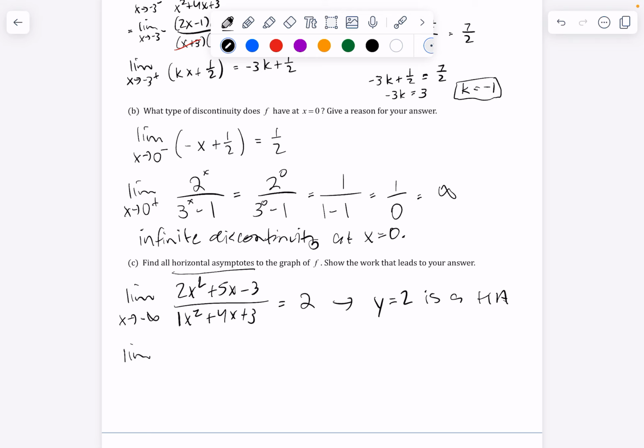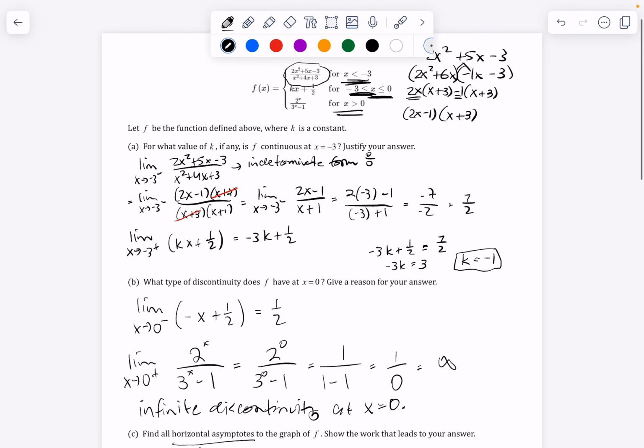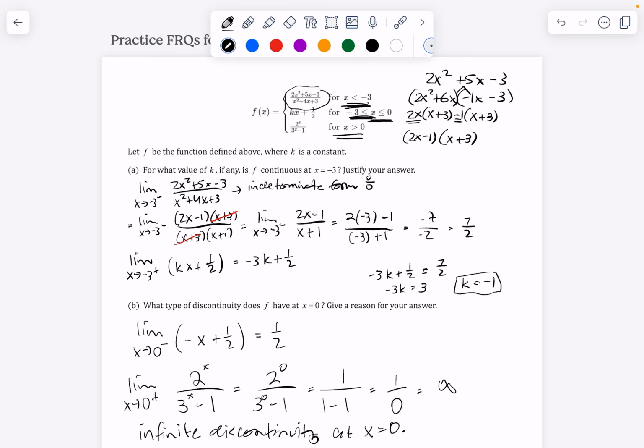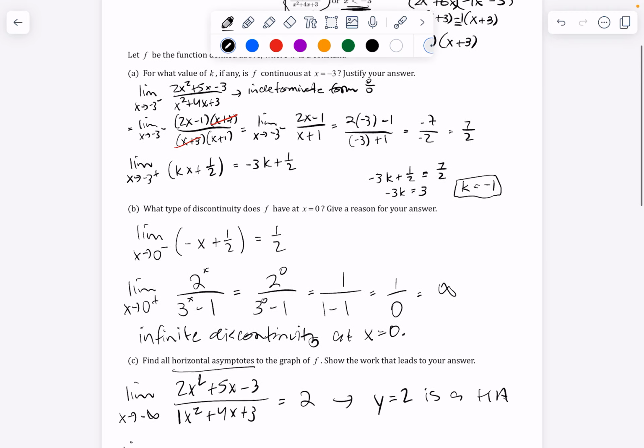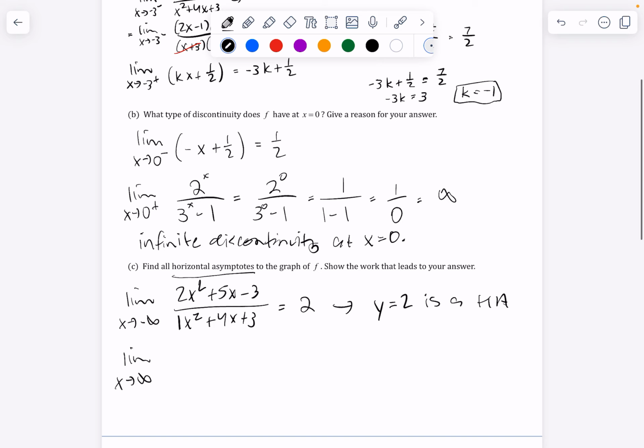To find the other one, if there is another one, we're going to take the limit as x approaches positive infinity. And so once again, looking at our piecewise function, we have 2 to the x over 3 to the x minus 1. That's the part of the function that is at the right end of the function, or where positive infinity would be on the x-axis. And so we will have 2 to the x divided by 3 to the x minus 1.